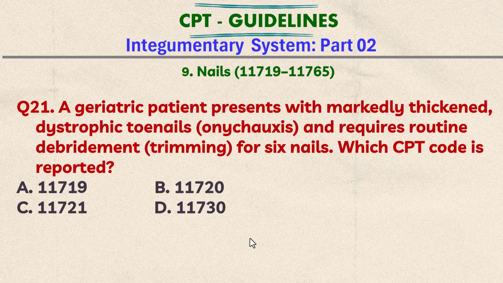Question number 21. This is a continuation of previous parts. A geriatric patient presents with markedly thickened dystrophic toenails, that is onychosis, and requires routine debridement, that is trimming, for 6 nails. Which CPT code is reported? So there are 4 codes available. Take your CPT code book and find the answer.